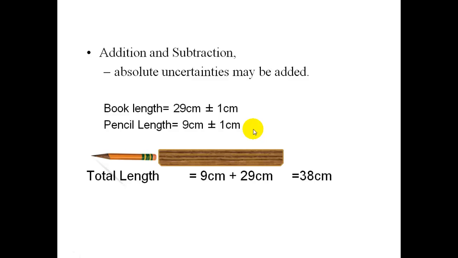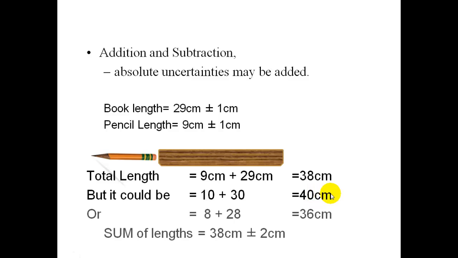Well, the total length is going to be 29 plus 9, which is 38. However, there is an uncertainty, and the rule is we must add the absolute uncertainties. But let's look at what a real possible solution could be. If we take 9 centimeters plus 1, which is 10 centimeters, and 29 plus 1 is 30, we could end up with a feasible answer of 40 centimeters within the uncertainty. So it's going to be 38 plus 2.